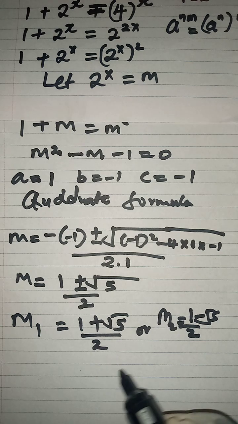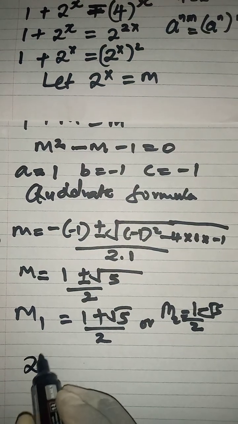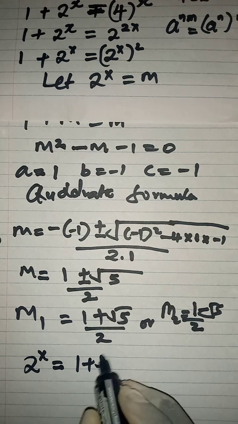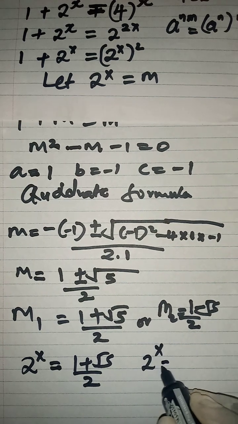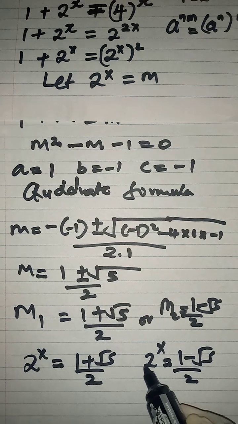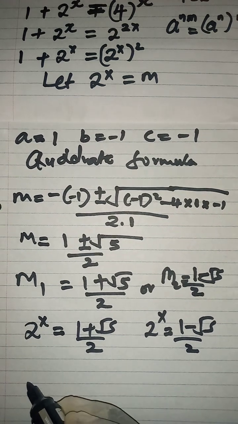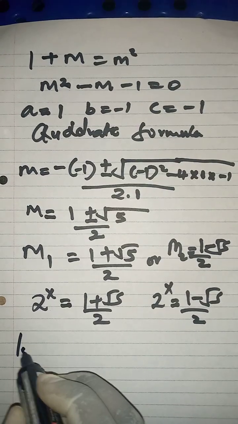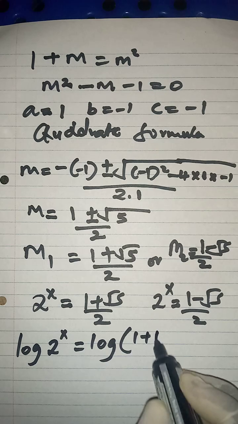So I'll replace all of this where m is. Remember I said 2 raised to x is equal to m, but now I'm going to use (1 plus root 5) all over 2, and of course again 2 raised to x is equal to (1 minus root 5) over 2. You realize that for me to solve this, I'll first of all introduce the logs on both sides of the equation. So when I have the log of 2 raised to x is equal to the log of (1 plus root 5) over 2.